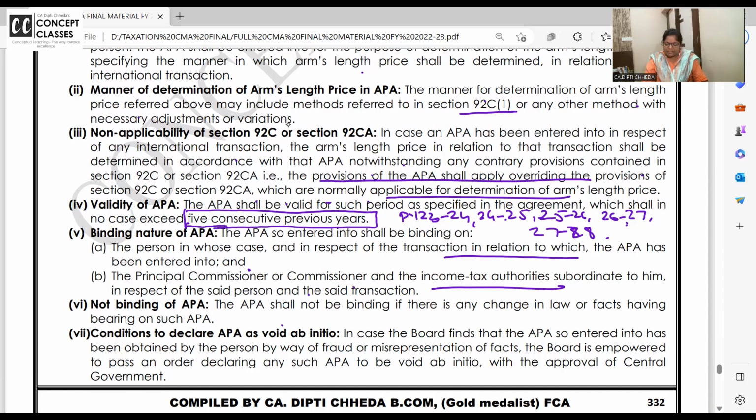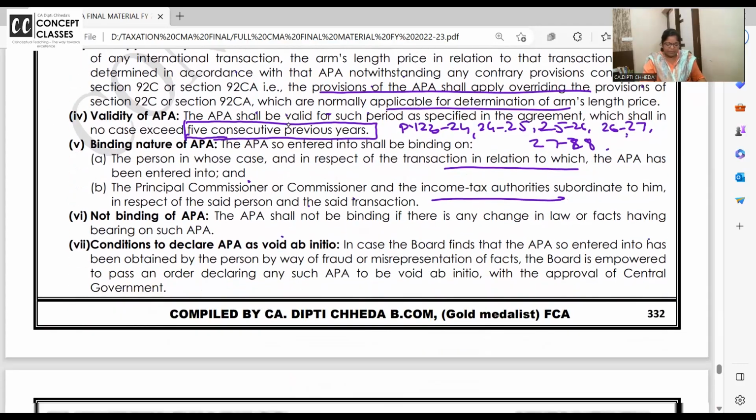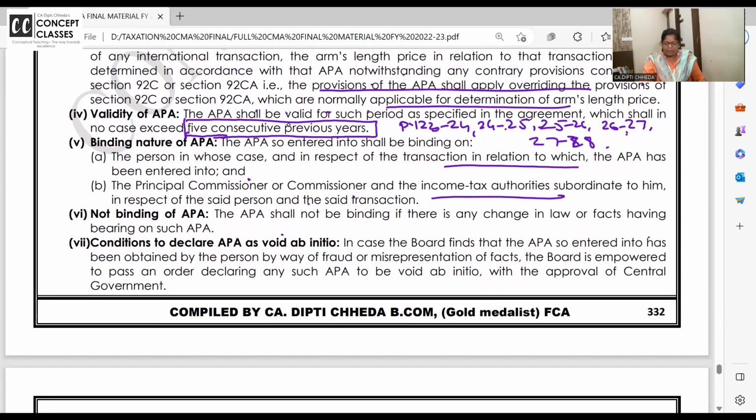An APA shall not be binding if there is a change in law or facts. Based on what we have given the APA, if those facts or cases have changed, then it is not binding. Conditions to declare an APA void ab initio. Sometimes we come to know that the advance pricing agreement entered into by the SSE, and the arm's length price decided, was obtained by fraud. He gave wrong data and everything was fraud. Then can we declare the advance pricing agreement void ab initio? The answer is yes. In case the board finds that the APA so entered into has been obtained by a person by way of fraud, the board is empowered to pass an order and such APA is void ab initio.